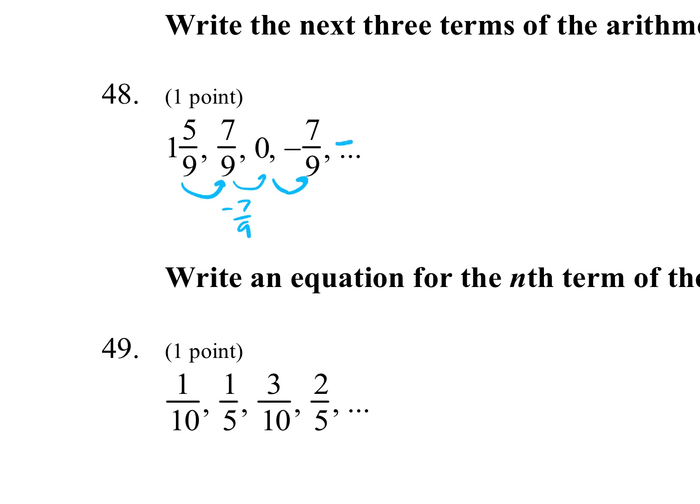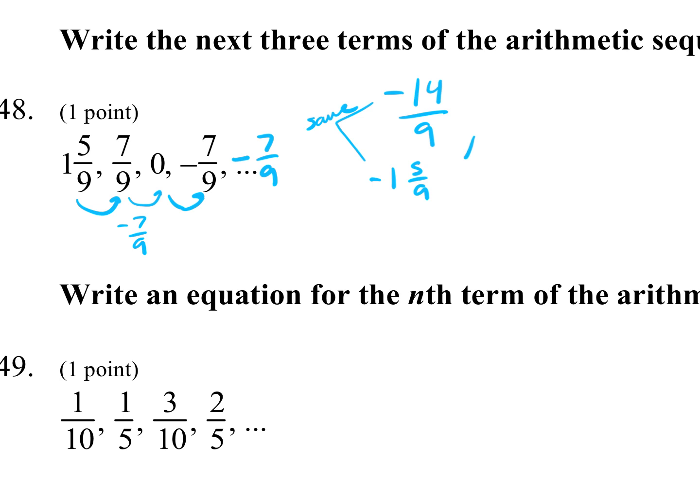So to subtract another 7 over 9, what's negative 7 over 9 minus 7 over 9? It'd be negative 14 over 9, which would be negative 1 and 5/9. So you could leave it as an improper fraction or a mixed number, negative 1 and 5/9, like that. So these are the same thing. You could write it either way. To find the next one, I would subtract another 7 over 9. So this would be negative 21 over 9.